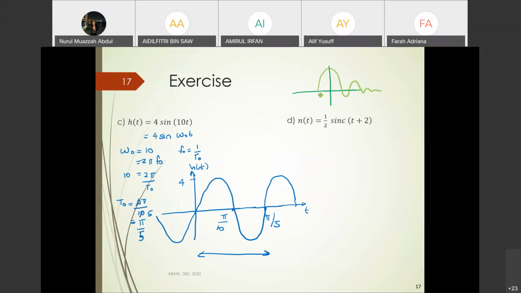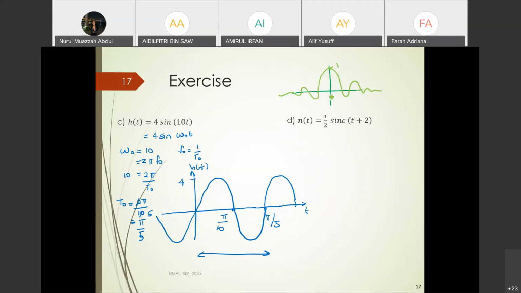Okay, it gets smaller, like that. This is the original one, which has its peak value at 1. So when you want to draw the sinc function which has been shifted by 2, you have to shift to the left, to negative 2.